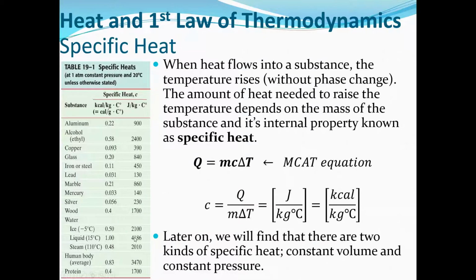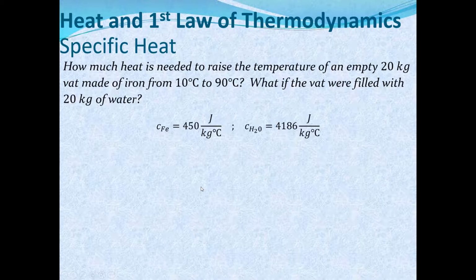But when we look at something like liquid water that has a specific heat of 4,000, that basically means it requires nearly 40 times more energy than lead and mercury in order to change its heat by the same amount of temperature. All right, so here's the first question. I want you to pause the video and work on this yourself, and we'll go over it in a second.